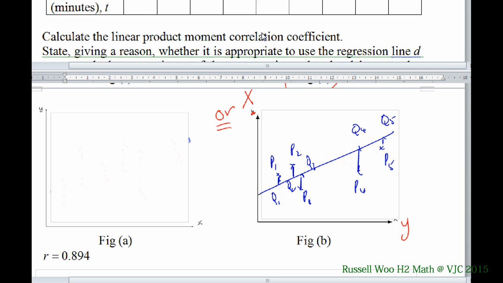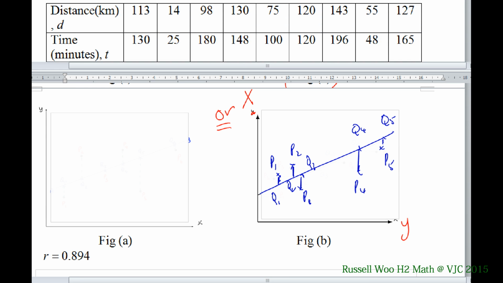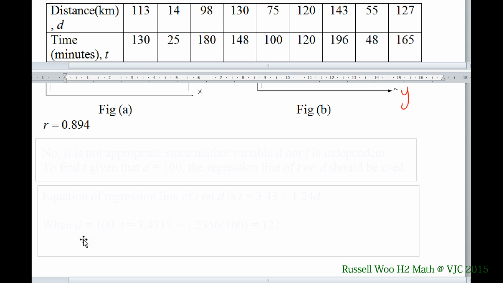Okay, let's solve the thing. Delegates who travel by car to a statistics conference are asked to report distance traveled and time taken. D and T. Question. They want us to calculate the linear product correlation coefficient. This one by GC, quite easy. Done. Here, 0.984. This one given.